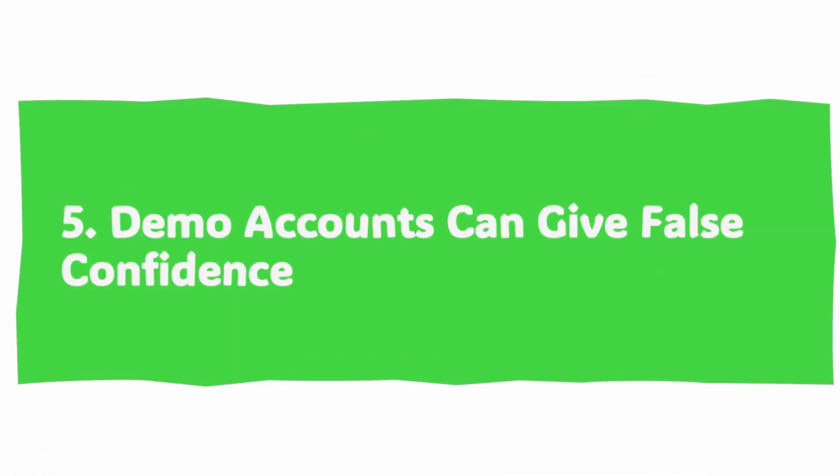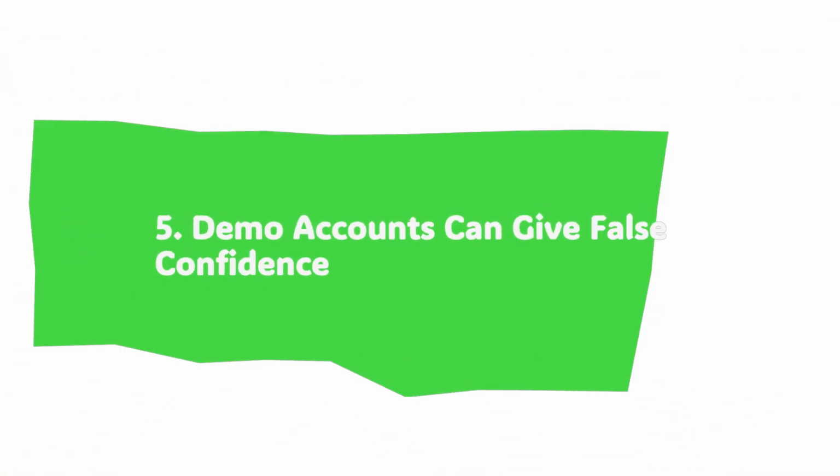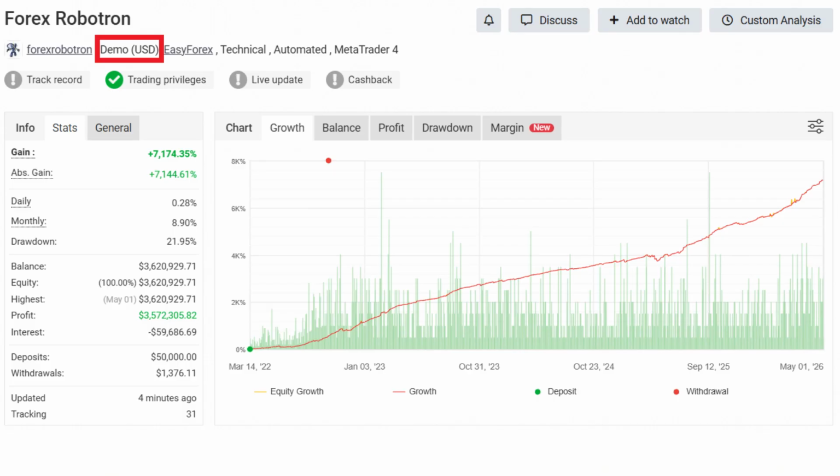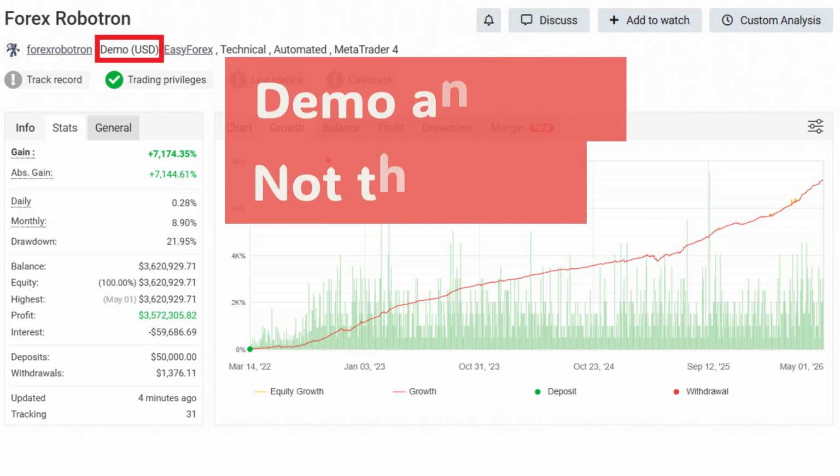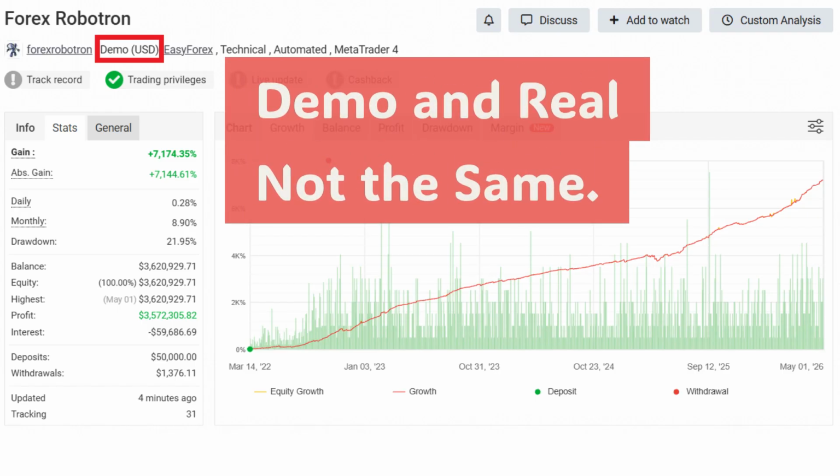5. Demo accounts can give false confidence. The fifth reason is blindly trusting demo account results. On a demo account, the performance can look very beautiful. When you see a graph like this, you may think the same results can be achieved on a real account. But demo accounts and real accounts are not the same. In a real account, actual liquidity, spreads, slippage, execution delays, and the broker's execution environment can affect the results.